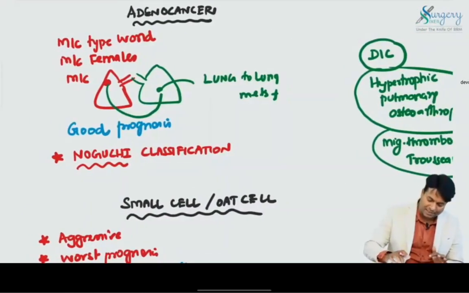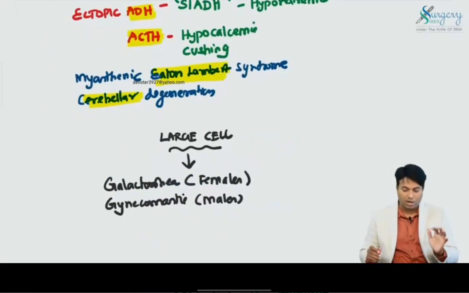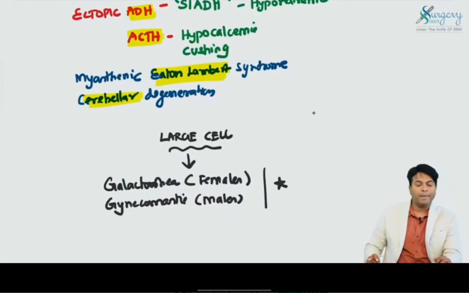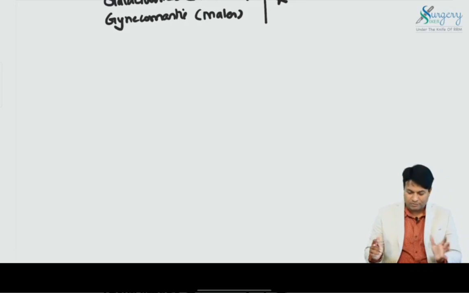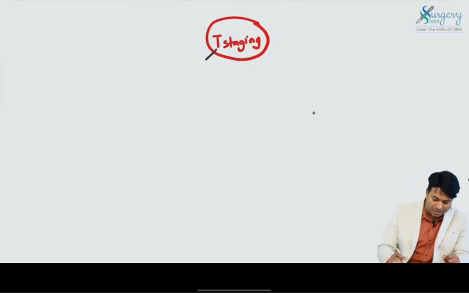But when it comes to small cell cancer, there will be SIADH, ACTH production, myasthenic Eaton-Lambert syndrome, and cerebellar degeneration. In large cell cancer, there is galactorrhea and gynecomastia as features. So these are the various features of various lung cancers. And lastly, in NEET PG 2020, they asked the T staging of lung cancer. So I'm going to discuss the T staging of bronchogenic cancer because this was asked in NEET PG 2020.